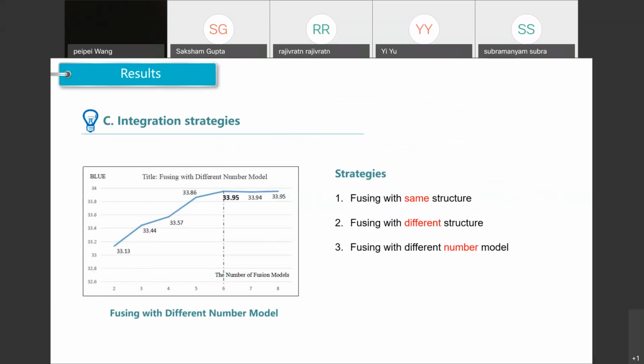We use the following 3 ways for model integration: fusing with same structures, different structures, and different number of models. We want to increase the diversity between models to improve the translation performance by changing network structure.